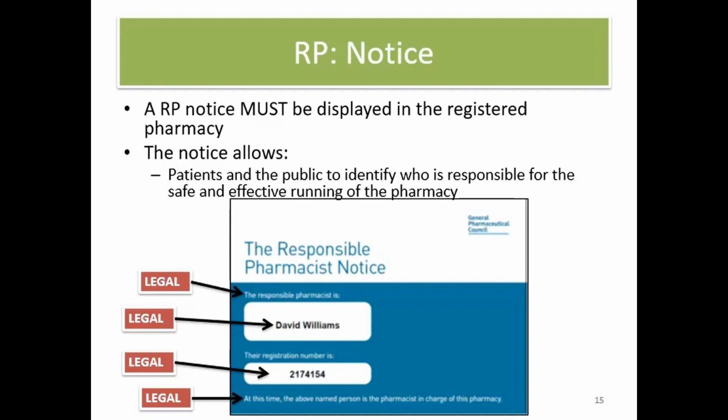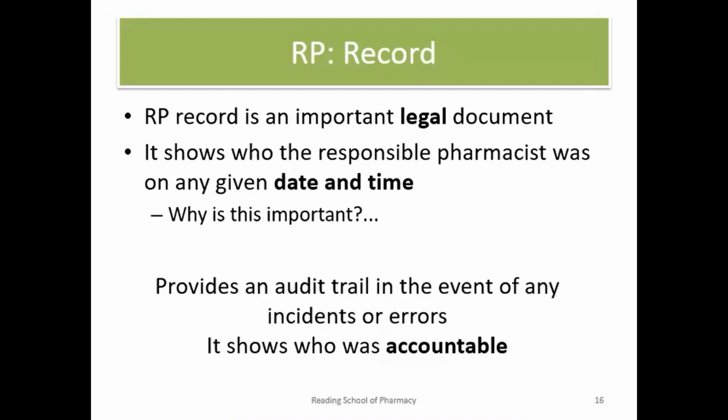Okay, so you need to have a statement which says the responsible pharmacist is, then the name, and it has to be the name that is registered with the General Pharmaceutical Council. You must then display your actual registration number, and then the legal bit is also: at this time the above named person is the pharmacist in charge of this pharmacy. So those are all of the legal parameters that must be present as part of your responsible pharmacist notice.